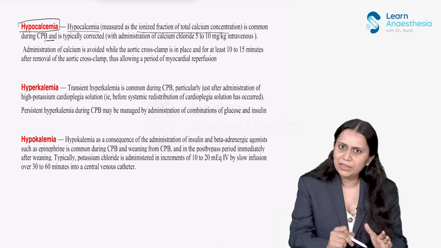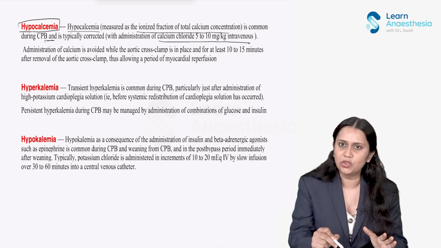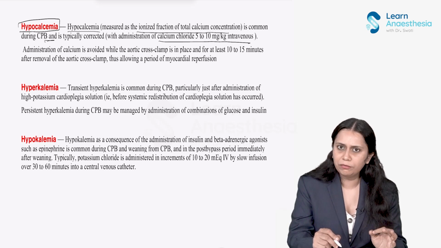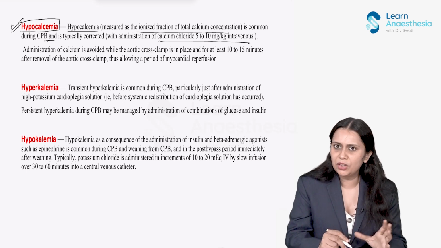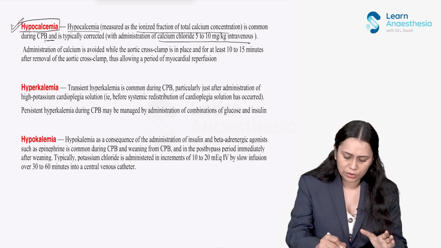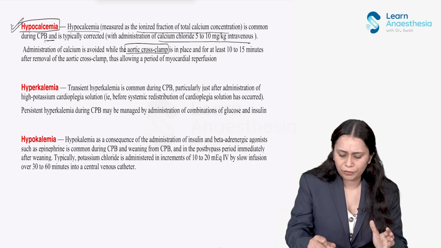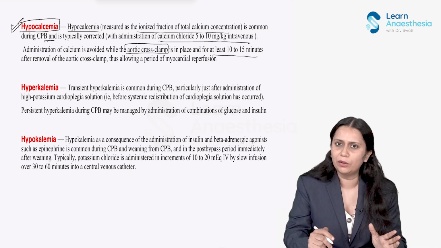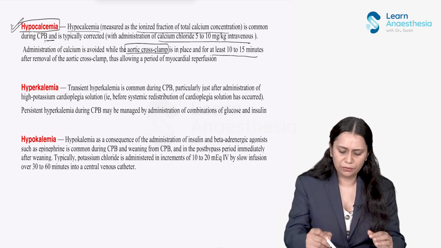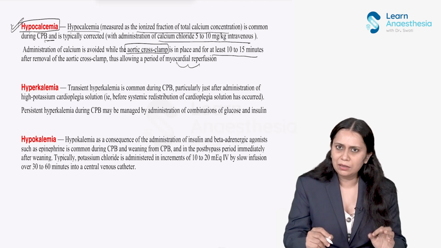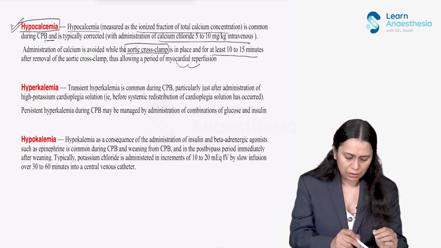This is common and we typically correct it by giving calcium chloride 5 to 10 milligram per kg IV. But timing of treating hypocalcemia is important. We should avoid administration of calcium when the aortic cross clamp is in place, or at least 10 to 15 minutes after releasing of aortic cross clamp, right? This allows the period of myocardial reperfusion. So, hypocalcemia is common, but treatment, when we have to treat it, is critical.